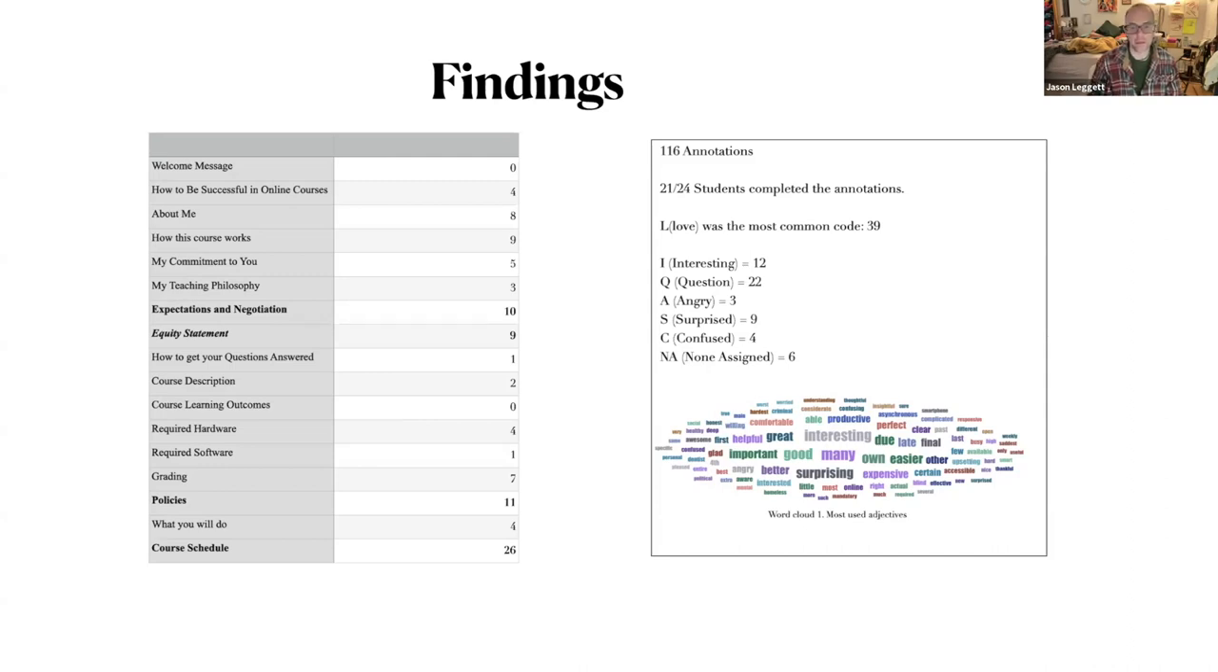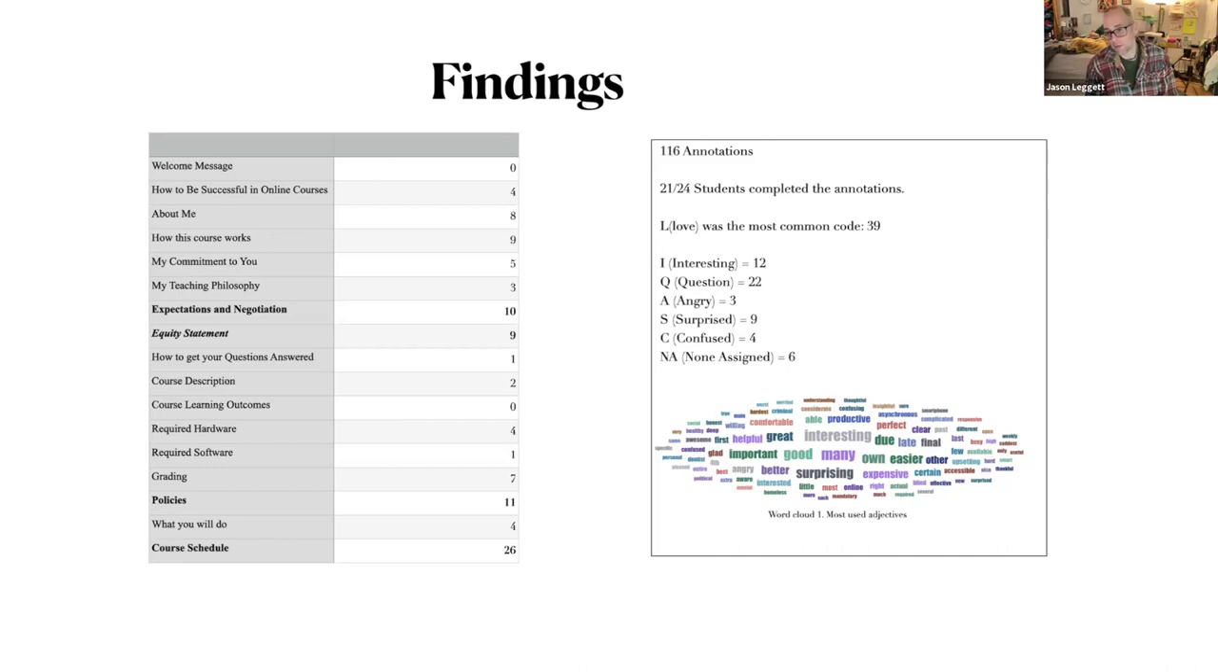Out of the total 116 annotations, 21 of the 24 students actually completed them, and love was the most common code by quite a bit. And like I had hoped, students were asking questions. The angry code was mostly involved with the equity statement, when it said things about injustice, and students were angry that injustice was still going on in the discipline that I teach, which is constitutional law. They were reacting to that. I also want to look at the most used adjectives to see if there was a match from the codes to the language they're using in their annotations. Again, this is something that Atlas TI can do.